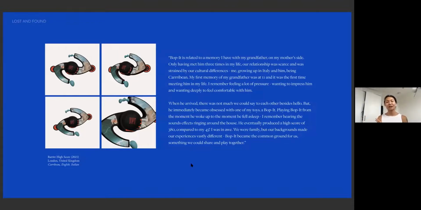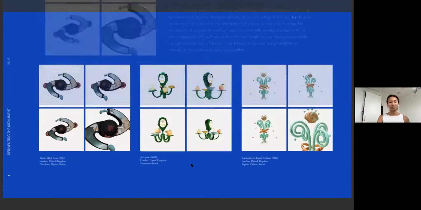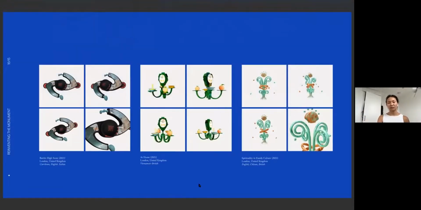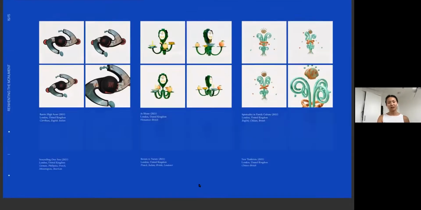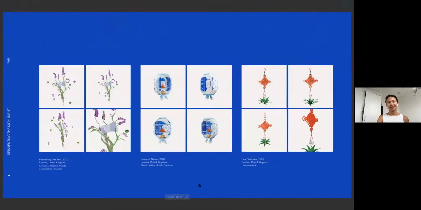And for me anyways, the whole idea was that it was beautiful creating these reinvented monuments, but what was so special about them was their connection to stories. And so these are just some of the reinvented monuments that I made.